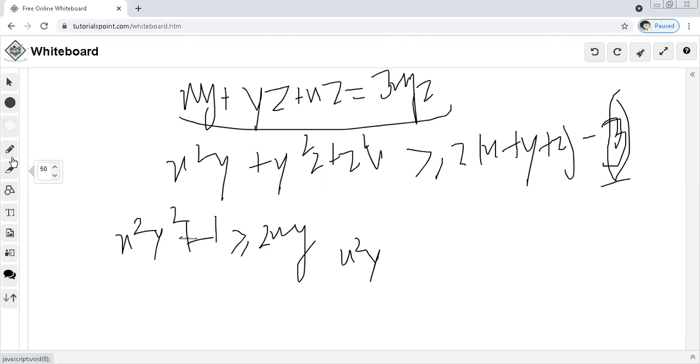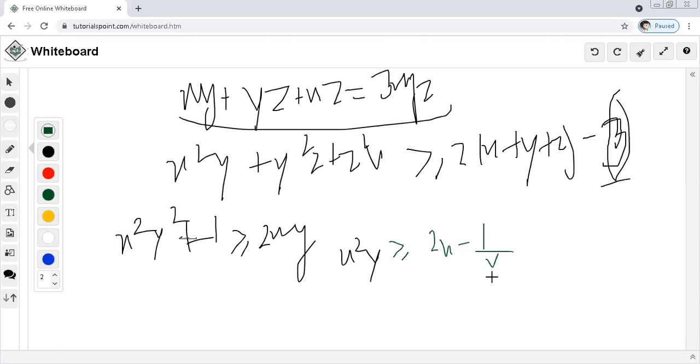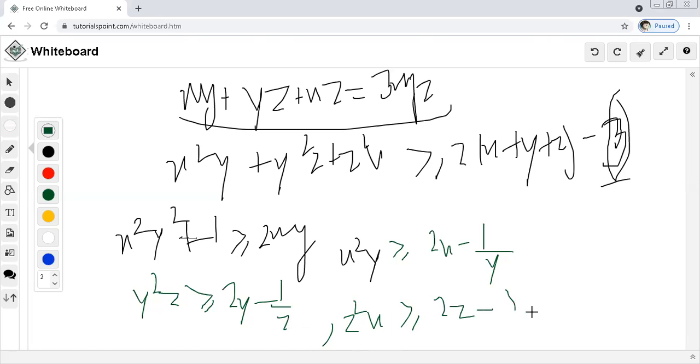So this is actually greater than 2x minus 1 by y. What I did is I divided both sides by y. Similarly for y square z we have 2y minus 1 by z. For z square x we have greater than or equal to 2z minus 1 by x.